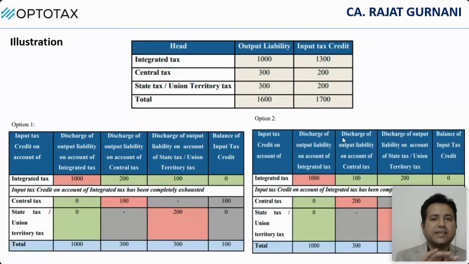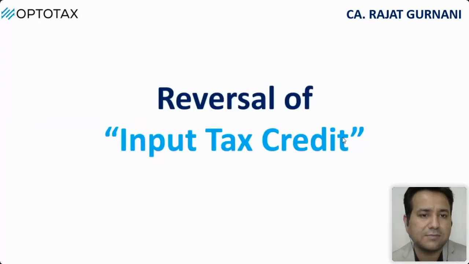Now 100 I have taken for CGST, 200 for SGST. So both the options are correct because the law says you can utilize in any order from CGST or SGST, but the only condition is that IGST should be utilized first, and the IGST output should be paid in full first. Then only you can utilize. This is the law which says for utilization or settlement.